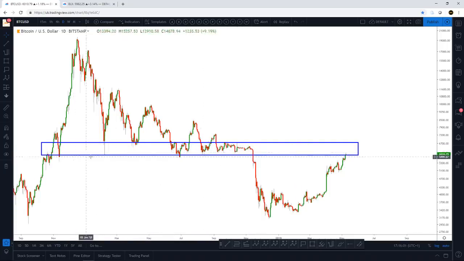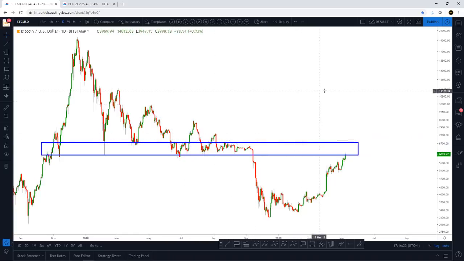Now this blue block, I believe, is very significant. It's marking out some very key levels. You can see the bottom line of this block often acting as support multiple times, as well as resistance here. And then the top line, again, acting as good resistance on numerous occasions.